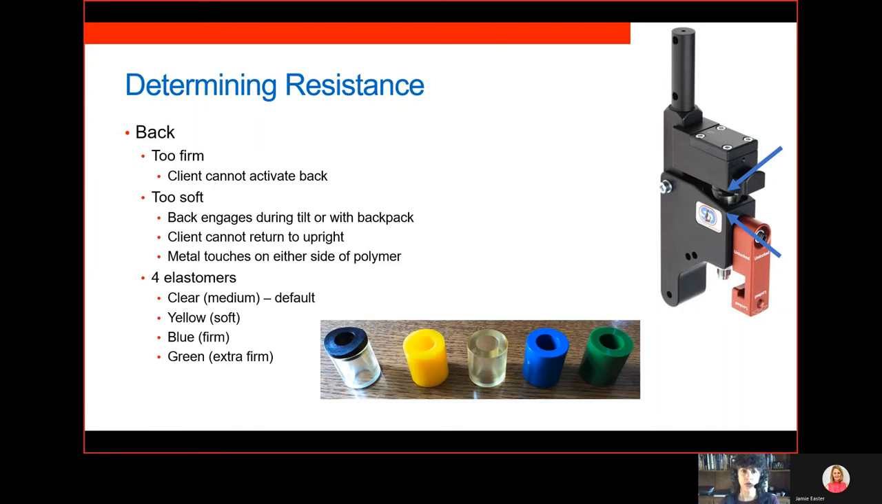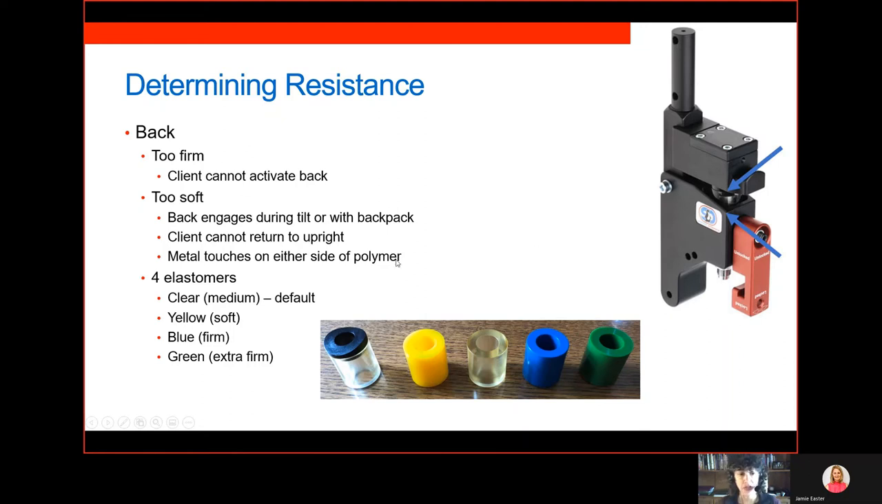So let's talk a little bit more about determining resistance. If a dynamic back is too firm, regardless of whether we're using elastomers, springs, or hydraulics, the client will not be able to activate the back at all. So you might place this dynamic back on the wheelchair frame and notice that there's just no movement. It's time to change to a softer level of resistance. If the resistance is too soft, then you might notice that the dynamic back is engaging simply by tilting the chair, or if a backpack is placed on the back canes. If this is happening, you may need to choose a firmer level of resistance. If the client can move the back but cannot return to upright, the resistance is too low for them. Or in the case of the Seating Dynamics hardware here, if you notice that these two pieces of metal are touching each other, that means that this elastomer here is too soft for that individual.